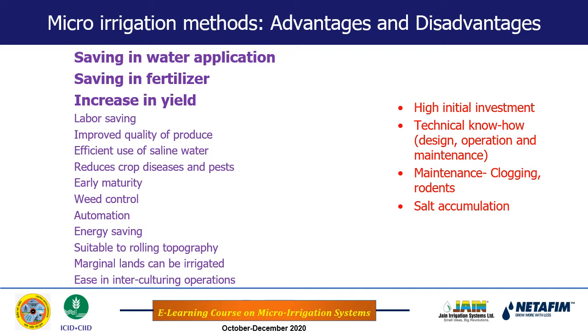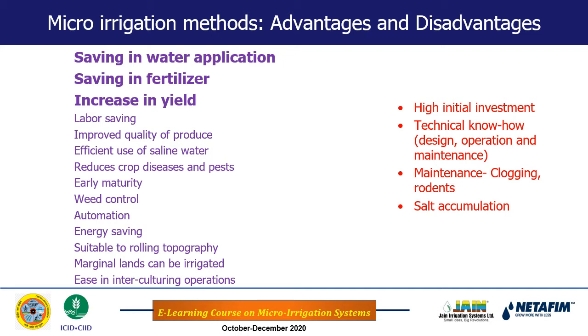Our studies have shown that by the adoption of the micro irrigation method over the surface irrigation method, there is an increase in yield to the level of 25 to 30%. And if we compare this with the sprinkler irrigation method, then the drip irrigation method can enhance the yield by 15 to 25%.